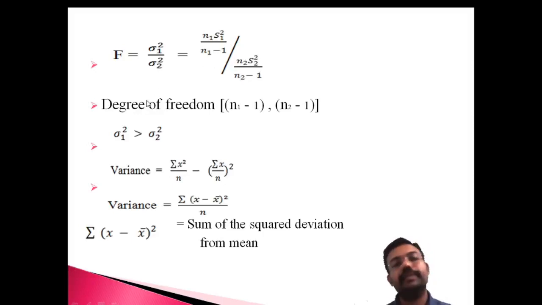And here the very important element is the degree of freedom. The degree of freedom is n1 minus 1 and n2 minus 1. Suppose n1 is 7 and n2 is 6. 7 minus 1 is 6, and 6 minus 1 is 5.